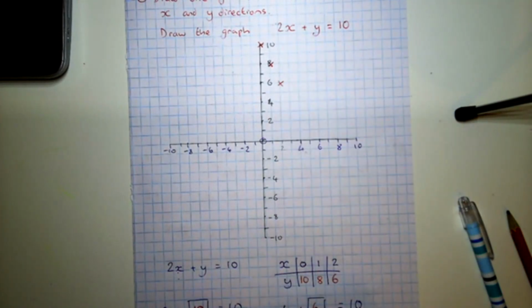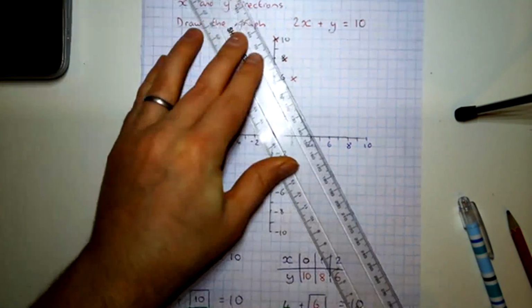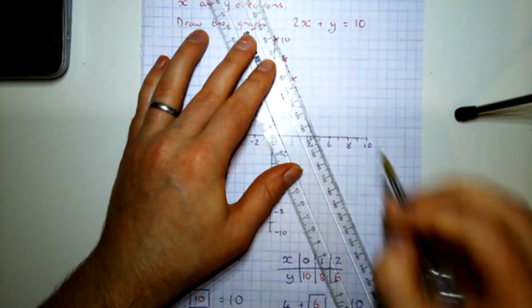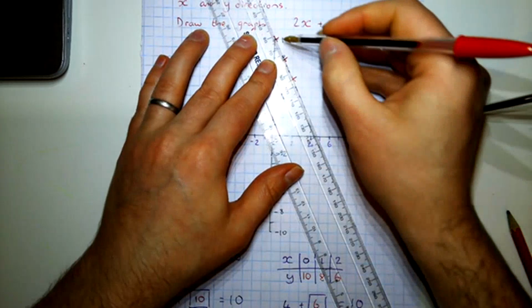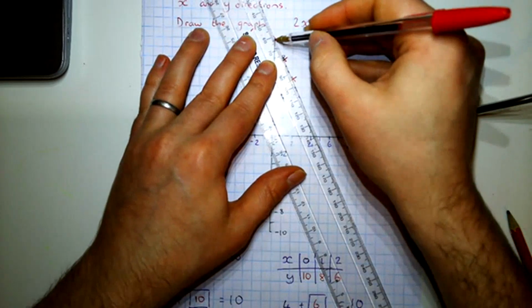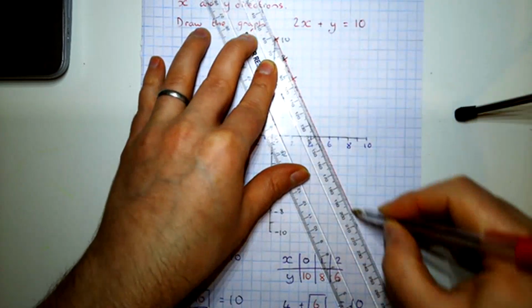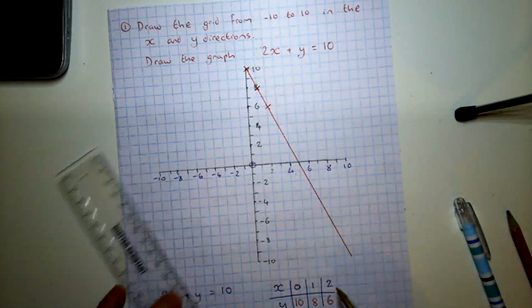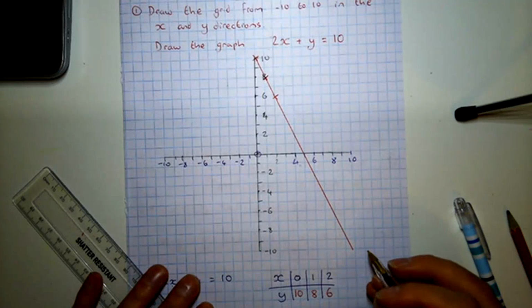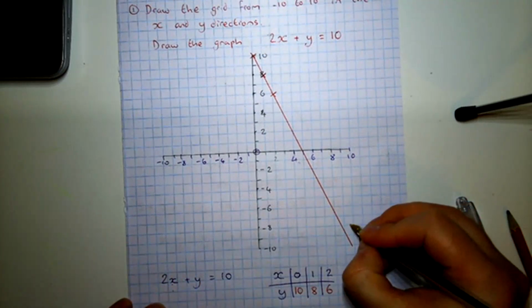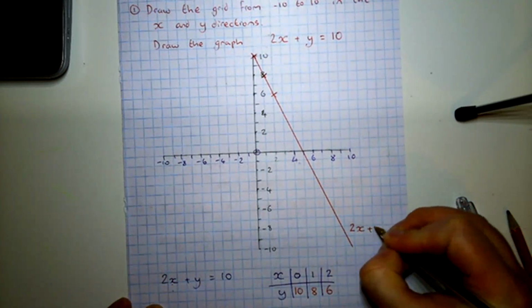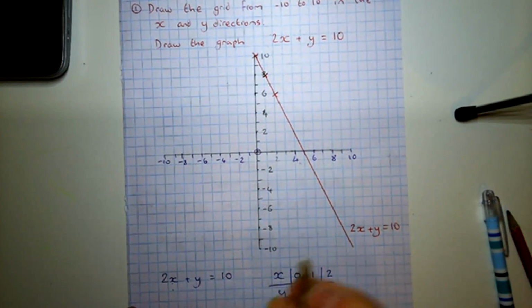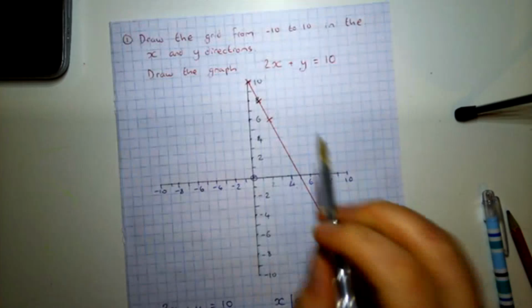So I've got my points, and now I join it up with the ruler. But I don't just join that up because that would be a teeny tiny line. I extend it the full length of the grid. So there's my line, extended the full length of the grid, and then I label it with the equation. So 2x plus y equals 10. And that is how to draw a grid and how to draw a straight line on it.